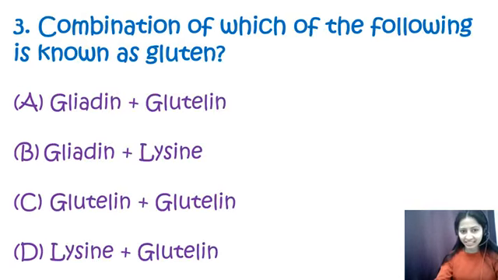Question number 3. The combination of which of the following is known as gluten? Options are gliadin and glutenin, gliadin and lysine, glutenin and lysine, and gliadin. The correct option is A, that is gliadin and glutenin. Gluten is a structural protein usually found in cereal grains, and the term gluten refers to the combination of two proteins, gliadin and glutenin. So the correct option is A.